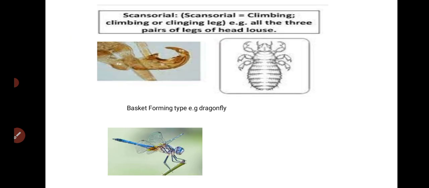After that, scansorial legs means climbing or clinging type of legs, for example all the 3 pairs of legs of the haired louse. After that, basket forming type of legs. Generally these types of legs are present in the dragonfly. You can see the dragonfly's legs form a basket for catching prey.